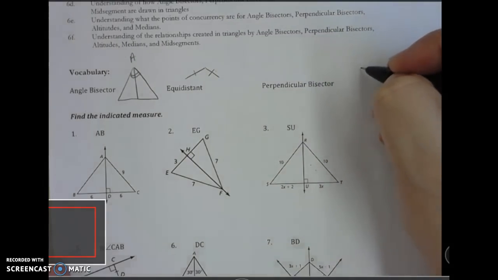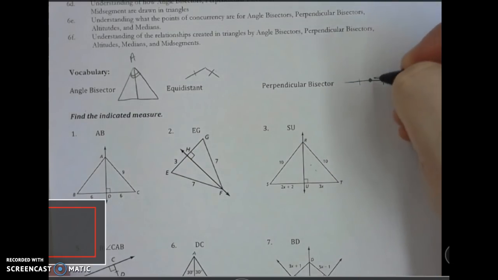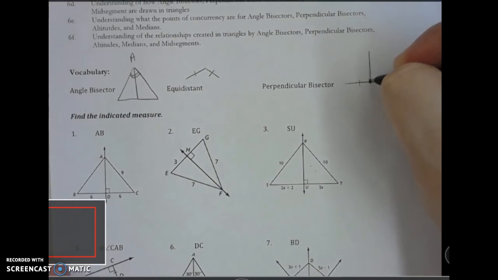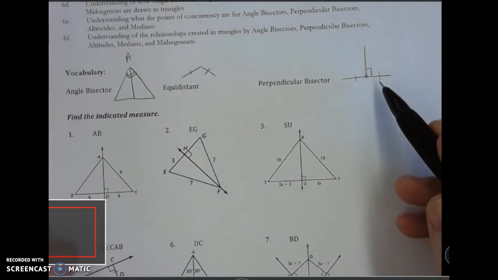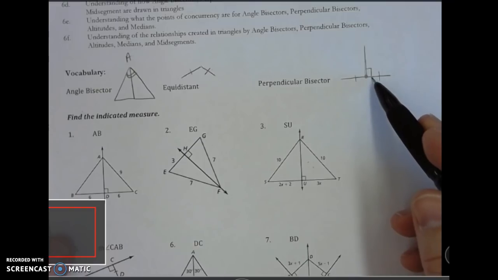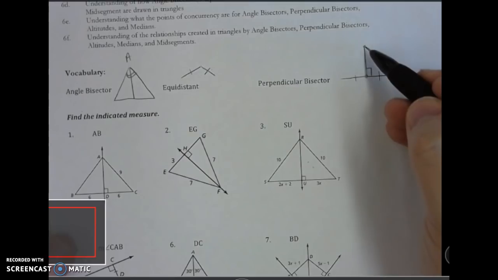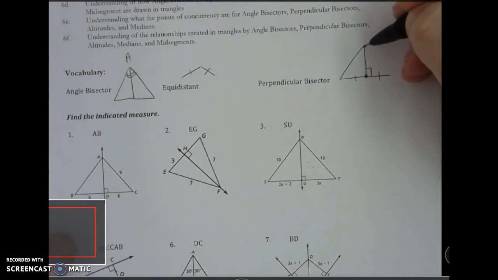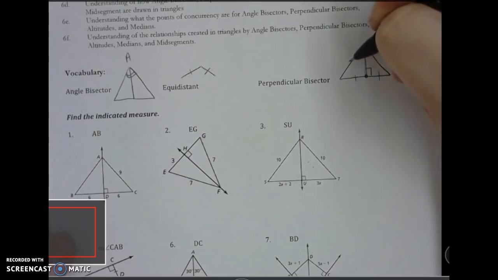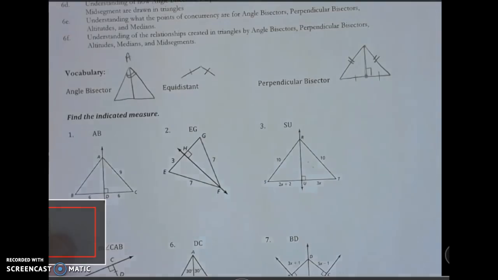Perpendicular bisector is if I have a segment. A bisector means that it cuts it in half, so I'm going to have two equal parts. And then it's perpendicular, so it makes a right angle. The first rule that we're going to have is dealing with perpendicular bisectors. If I have a perpendicular bisector and I connect it to the endpoints of that segment that was bisected, then this segment and this segment are congruent.